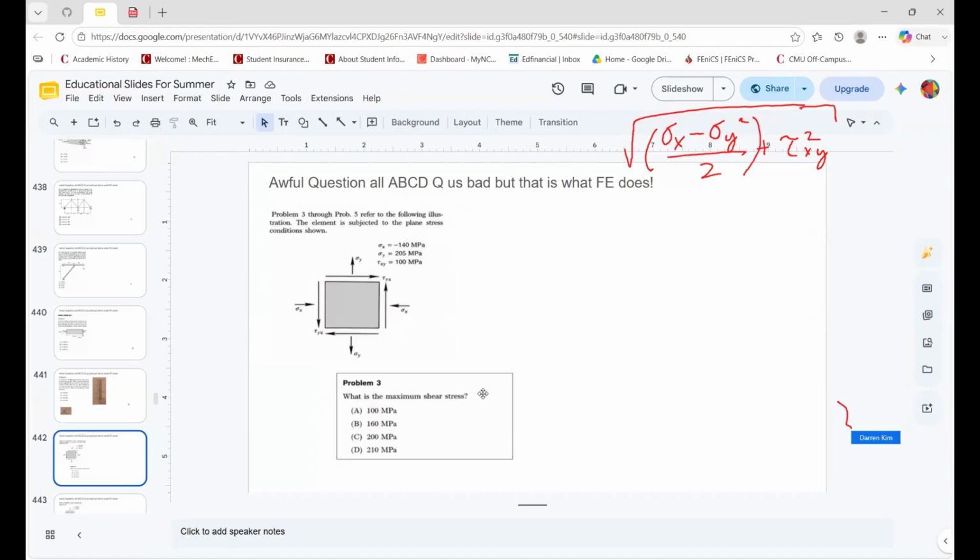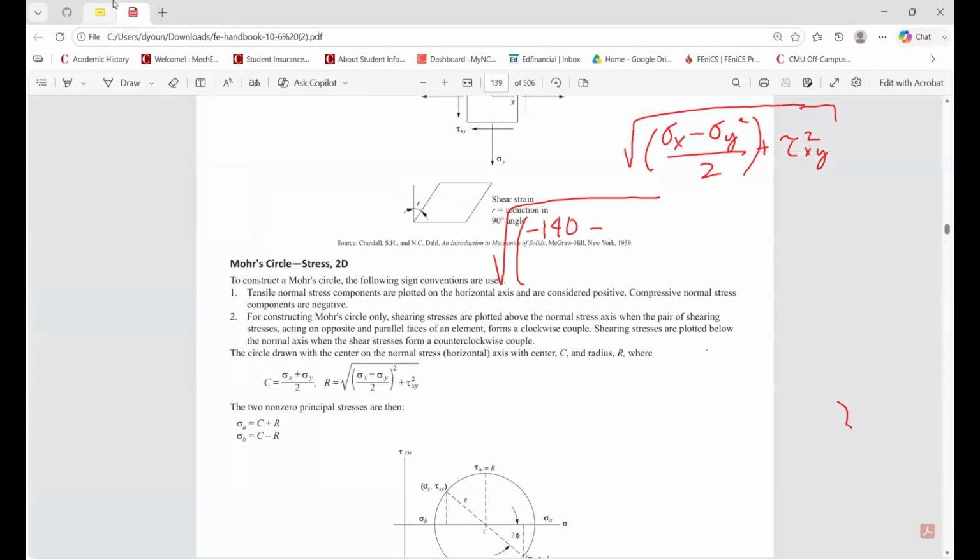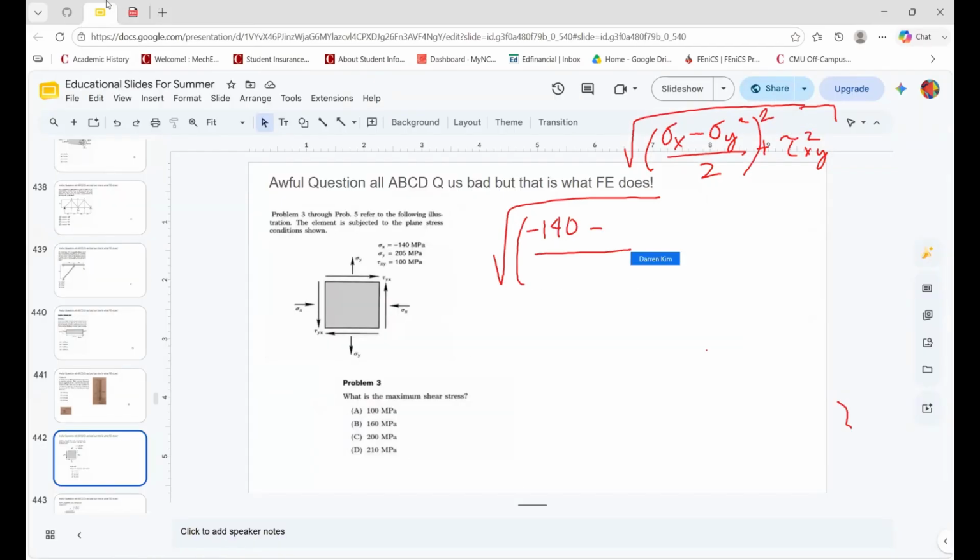And so refer to this plane. What we have to do is take the square root of (-140 minus, is it squared on those or not? It's squared on the top of these) divided by 4 basically. So it's 205 on this one, and then square this. Just keep it 2 for now, and then plus tau xy, which is 100 squared. Then you plug it into your calculator and it should give you the maximum, what you're looking for, because that's Mohr's circle. Mohr's circle says that that is your R.